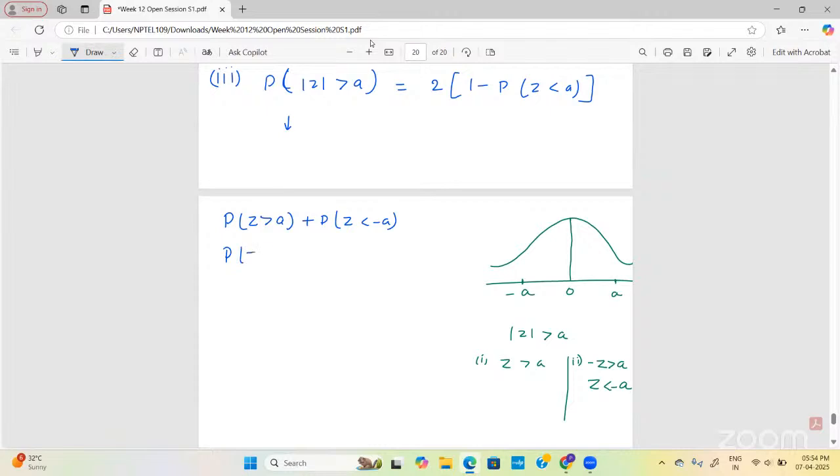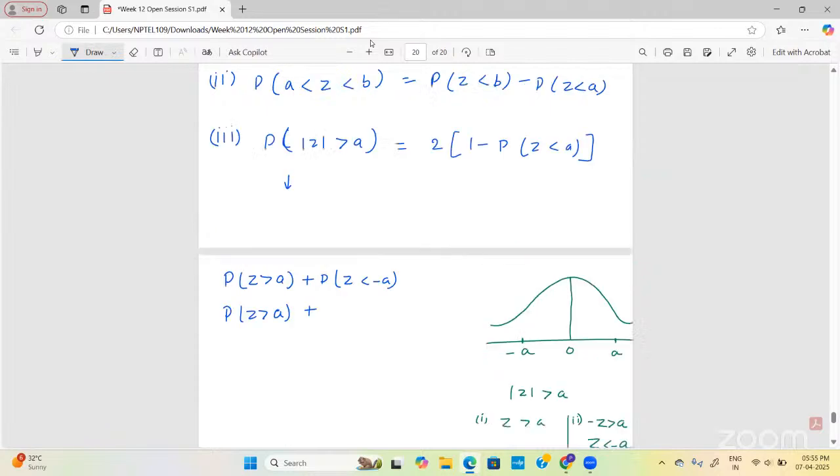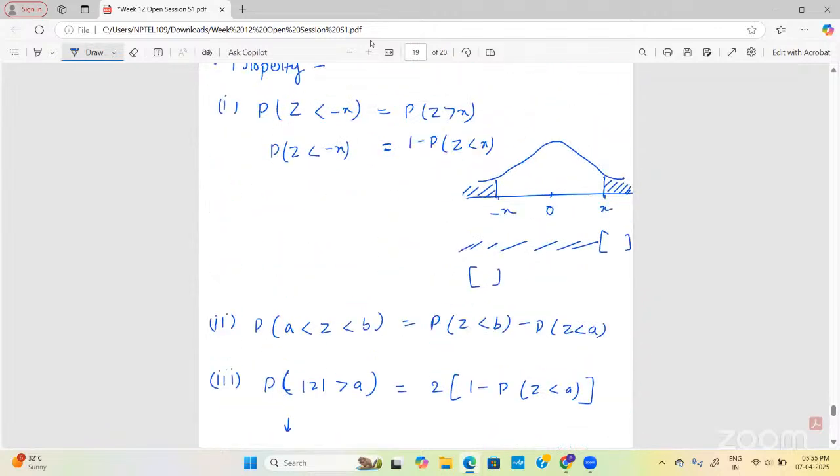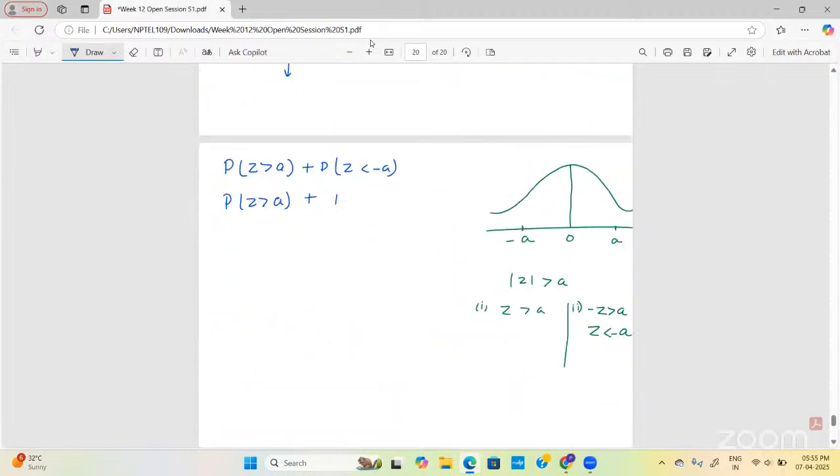So this is probability Z greater than A plus probability Z less than minus A. Now here in the first part you can see that probability Z less than minus X is equal to probability Z greater than X. So here I can write that it is nothing but Z greater than A.